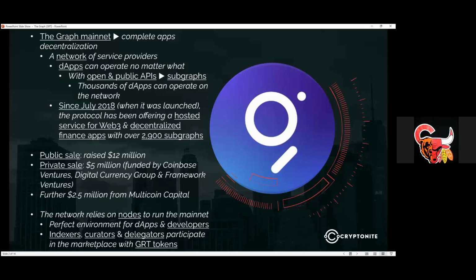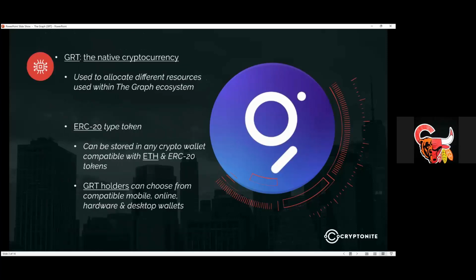The network relies on nodes to run the mainnet, and it's a great environment for dApps and developers who need indexing information from the blockchain. The one thing you have to realize is The Graph is offering a solution, because when you have millions and if not billions of transactions, it becomes extremely slow whenever you're trying to query something. You don't want your dApps to be running very slow because there's no indexing.